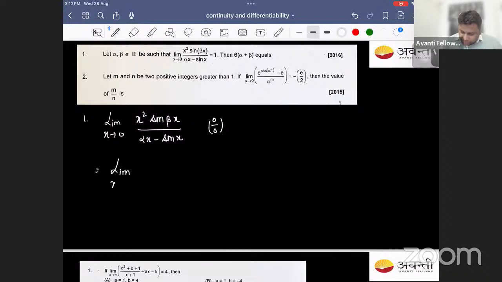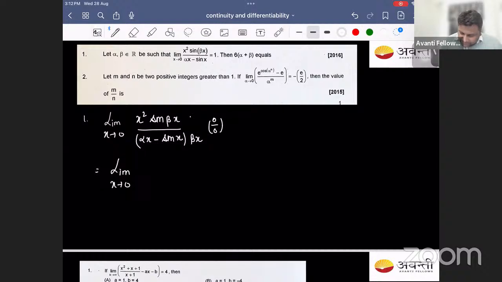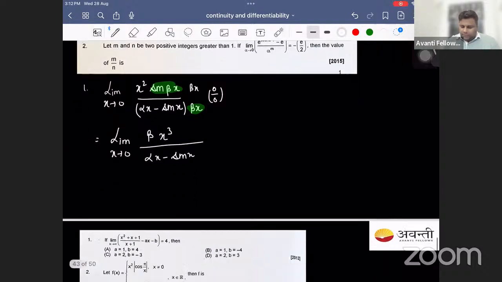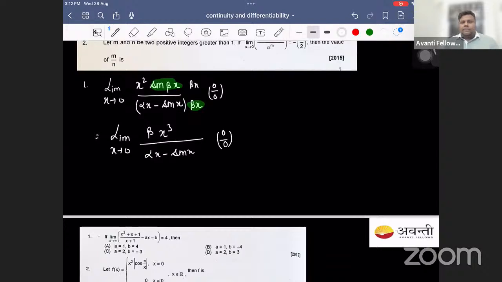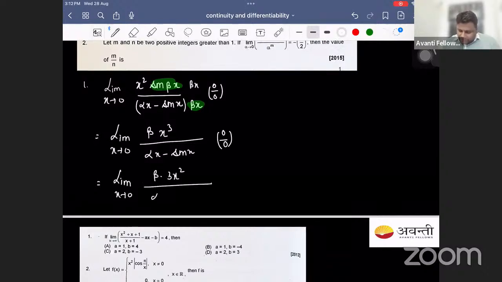First of all, as x approaches 0, multiply by beta x in numerator and denominator both, so that this quantity sine beta x upon beta x, I can make it 1. So it will be beta x cube upon alpha x minus sine x. Fair enough? Now it is still a 0 by 0 form, we are also aware of the indeterminate form 0 by 0, so we can use L'Hospital rule. So it is limit x approaches 0, beta times derivative of the numerator, 3x square, upon derivative of the denominator, alpha minus cos x. Got it?